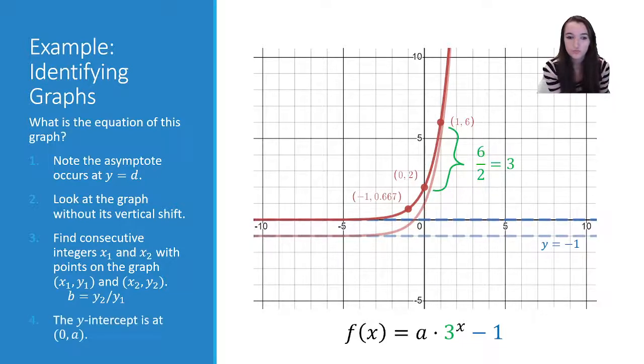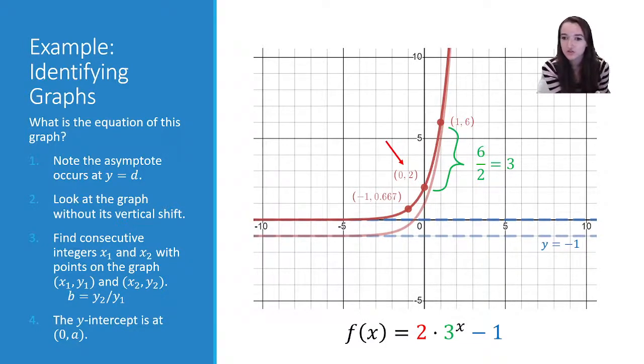Next, the y-intercept of our unshifted graph just tells us what a is going to be. So our y-intercept is 0, 2, so a is 2. And then we're done. That's all we need to tell what this function is.